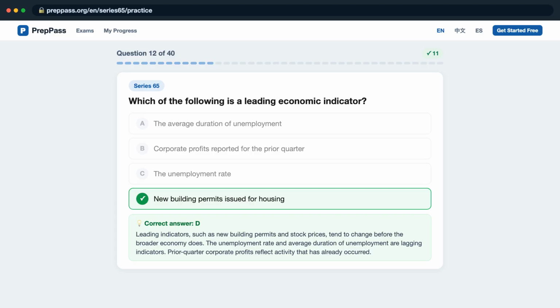Leading indicators, such as new building permits and stock prices, tend to change before the broader economy does. The unemployment rate and average duration of unemployment are lagging indicators. Prior quarter corporate profits reflect activity that has already occurred.